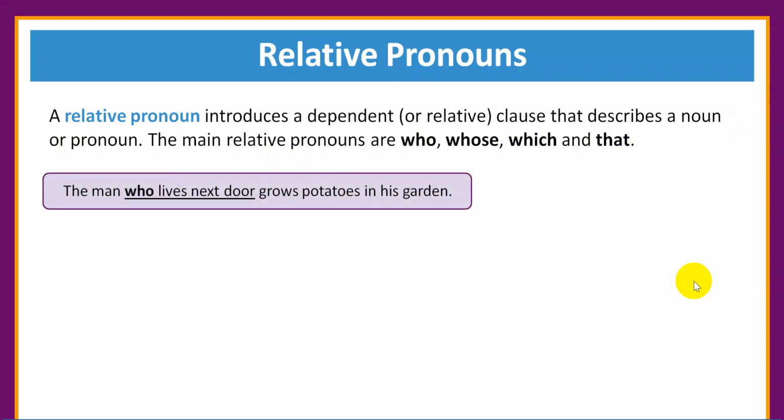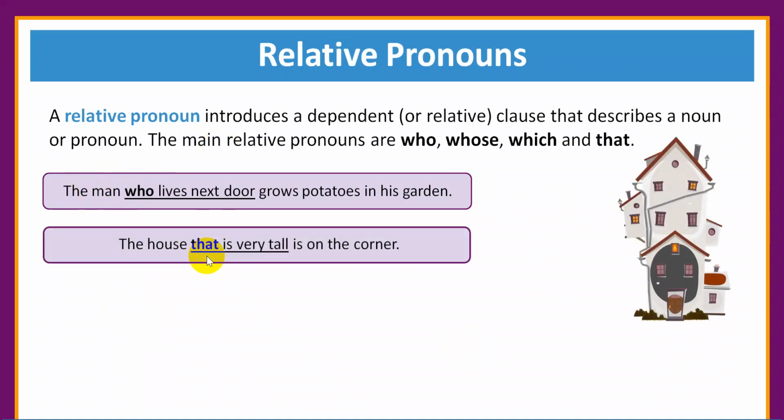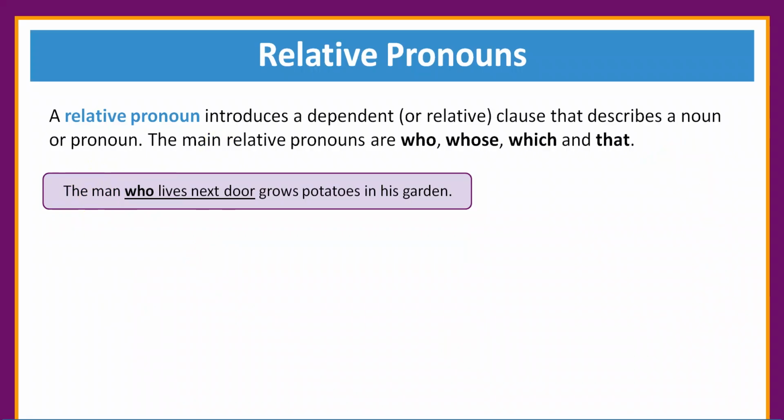Look at this sentence. The man who lives next door grows potatoes in his garden. Where is the relative pronoun here? The word who. It refers back to a noun, which is the man. So instead of repeating the man in the sentence, we use a relative pronoun that refers back to this noun. So the man, we said who, to refer back to the man. Who lives next door, the whole clause, this is a relative clause.